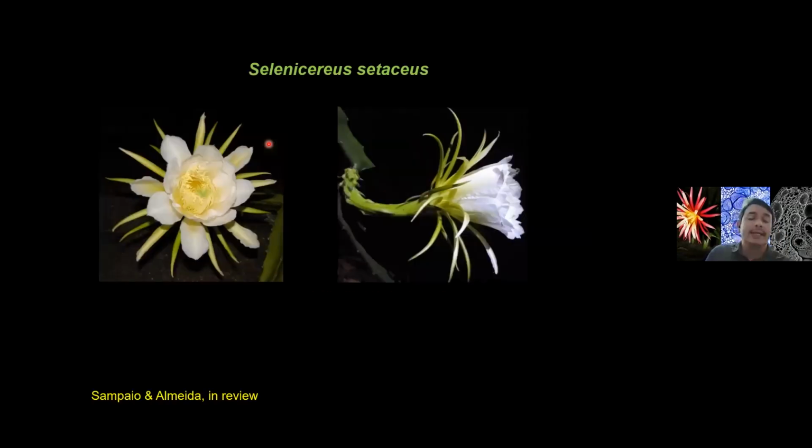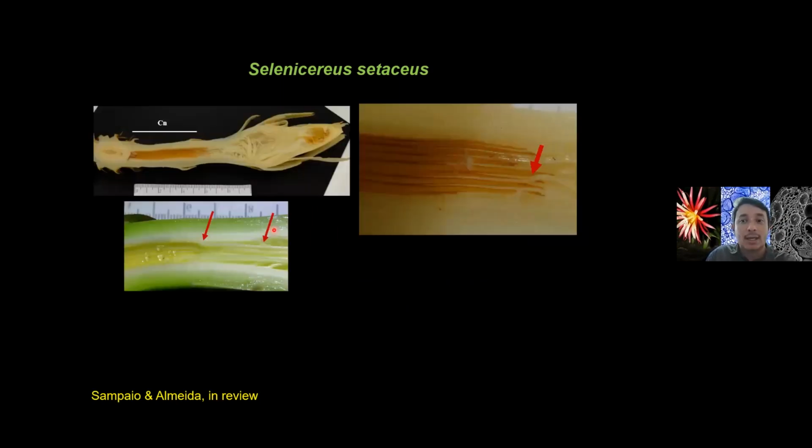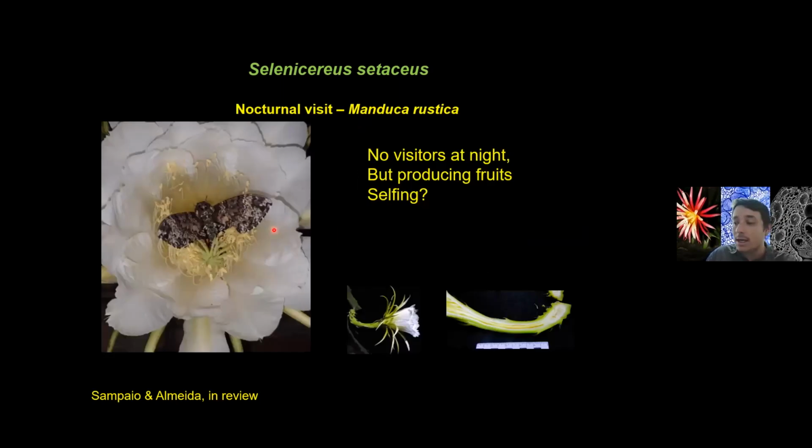Talking about the expected pollinators, the species we could observe is Selenicereus setaceus here in Minas Gerais state from Brazil. And this species has a huge flower, as I have shown before, with nocturnal anthesis. And then we expected to see this flower being visited and pollinated by nocturnal animals like sphinx, hawk moths, and even bats.